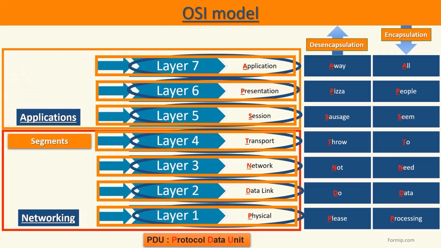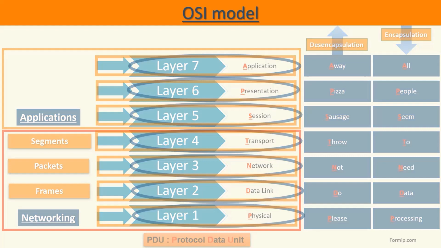But PDUs are known by different names on each different layer. At the transport layer, the PDUs are called segments. In this case, we'll talk about TCP segments. At the network layer, the PDUs are called packets, so we'll talk about IP packets. And in the data link layer, the PDUs are called frames, so we'll talk about Ethernet frames.